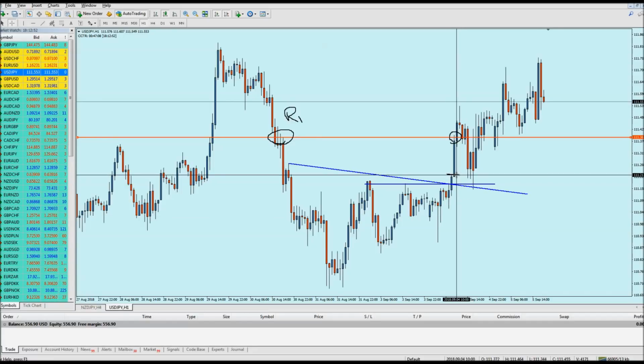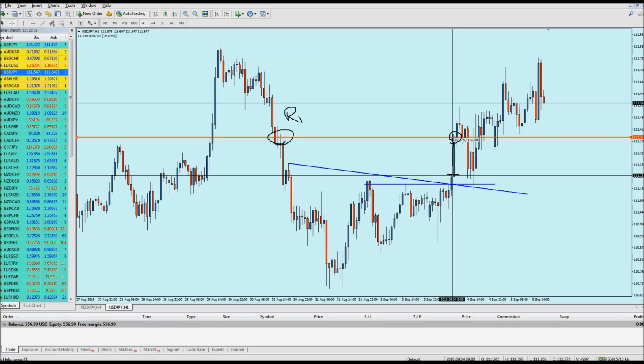So let me see how many pips that would give me. About 17 to 18 pips, which is actually very good.